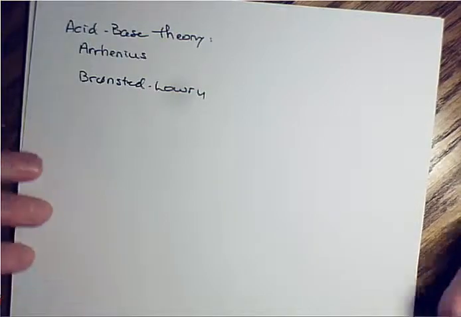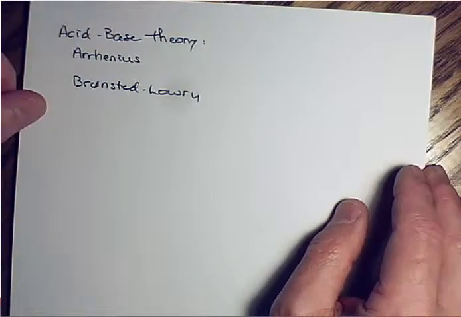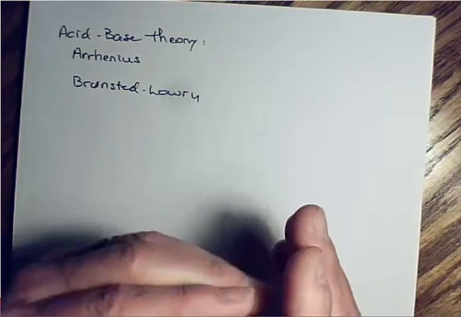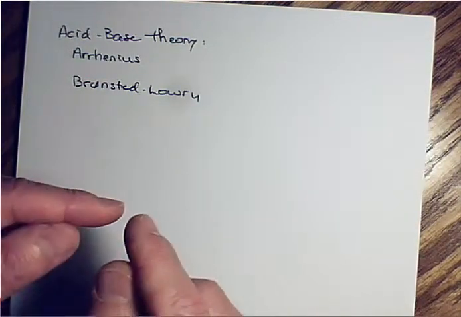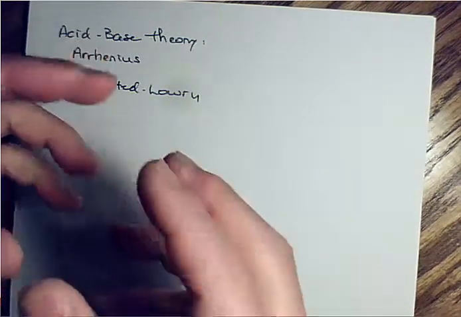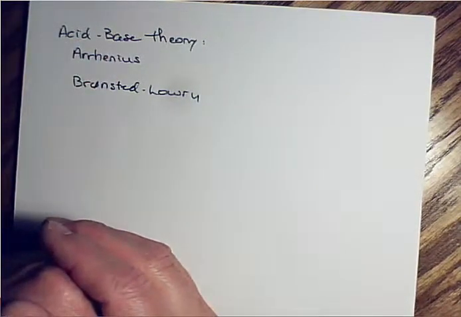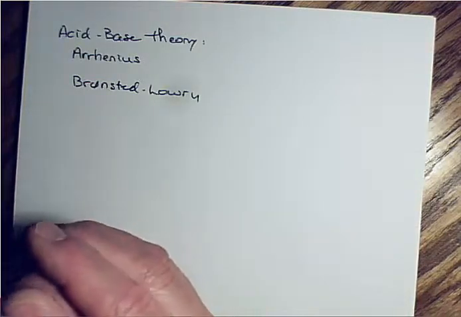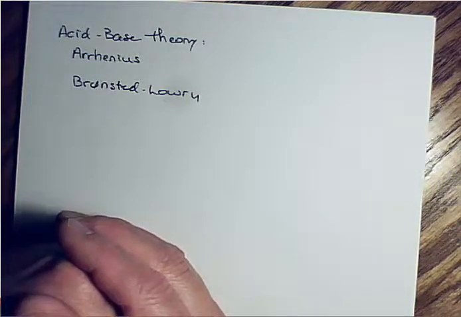Now, a Bronsted-Lowry base then is that chemical species that has the pair of electrons. So it is a chemical species that accepts that hydrogen ion in a covalent bond. A Bronsted-Lowry base is a chemical species that accepts that hydrogen ion in a covalent bond.